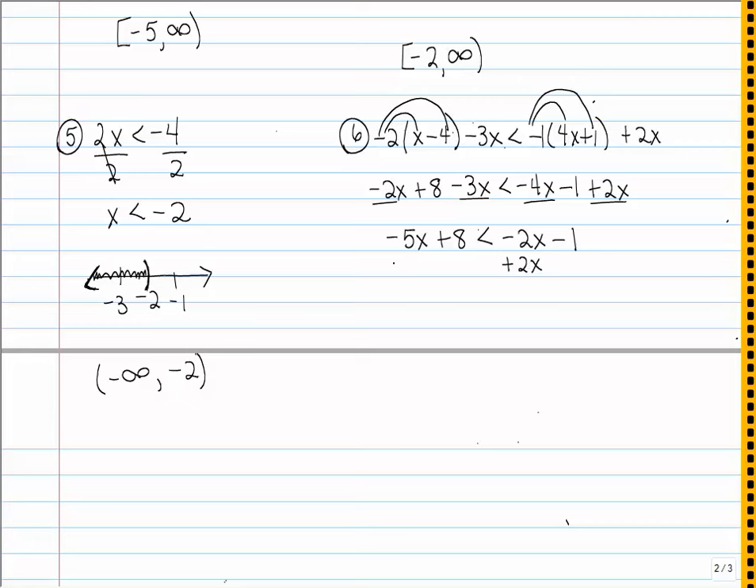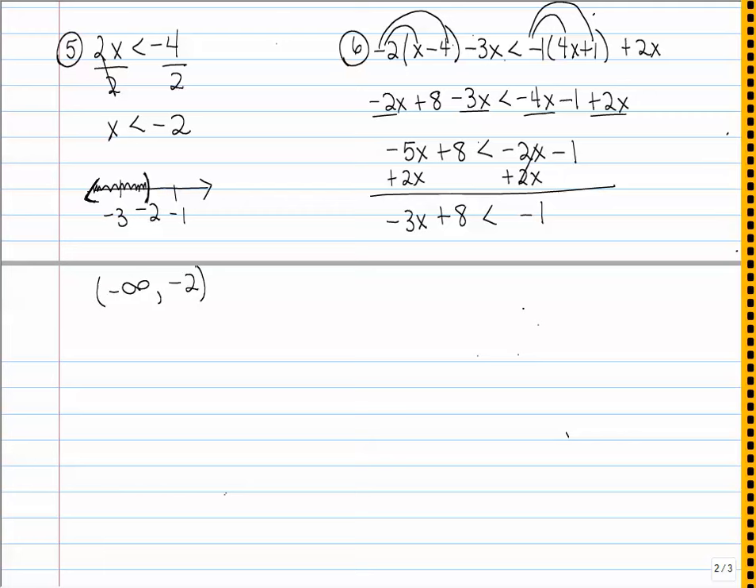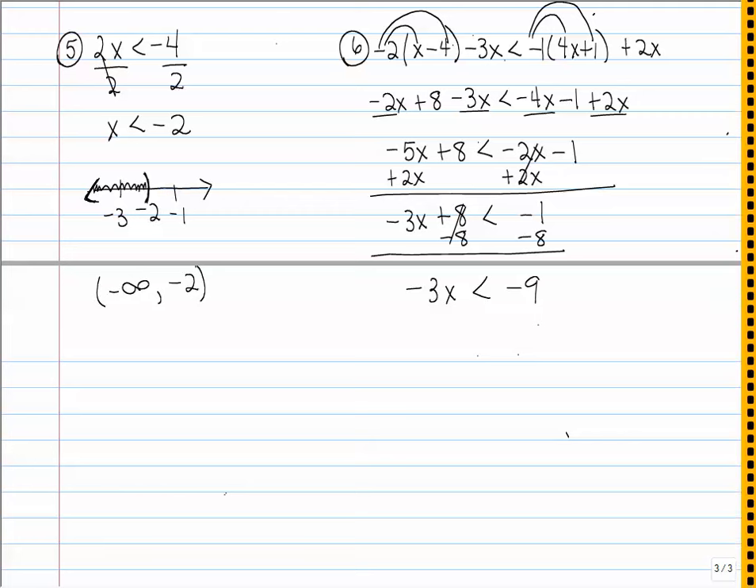Now you add 2x to each side because now you have to get all the x's on one side. So that would give you negative 3x plus 8 is less than negative 1. Then you would subtract 8 on each side. And you get negative 3x is less than negative 9. And then you divide on each side by negative 3. And since you're dividing by a negative, you do have to flip your less than sign around to make it a greater than sign. So it's x is greater than negative 9 divided by negative 3, which is 3.